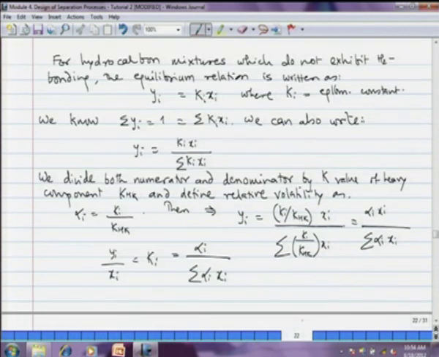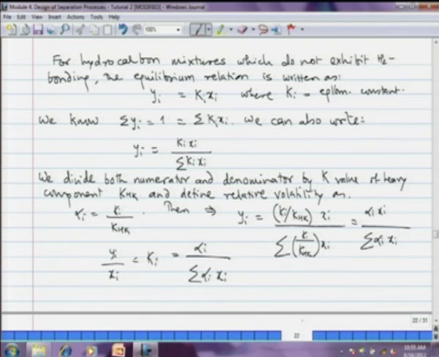Next, we divide both the numerator and the denominator of that expression by the K value of the heavy key component. Now, as I said, relative volatility is always defined in terms of the heavy key component. As in the previous problem, the heaviest component was E. So, we defined relative volatilities of all other components with respect to E. So, we do exactly the same thing here. So, alpha i is Ki divided by K HK, the equilibrium constant of the ith component divided by the equilibrium constant of the heavy key component, that we denote as alpha i.